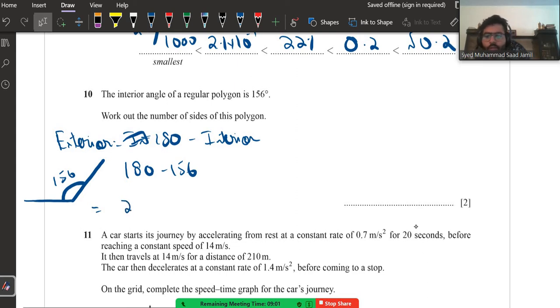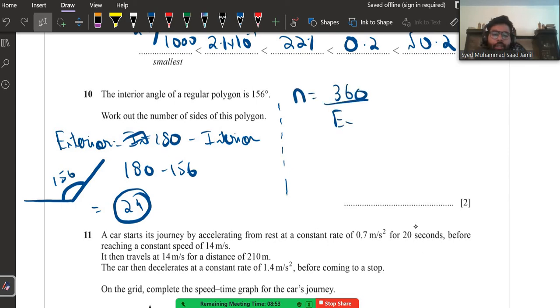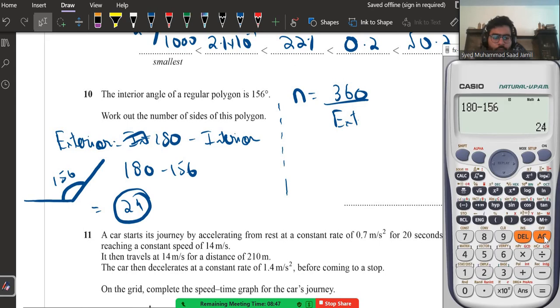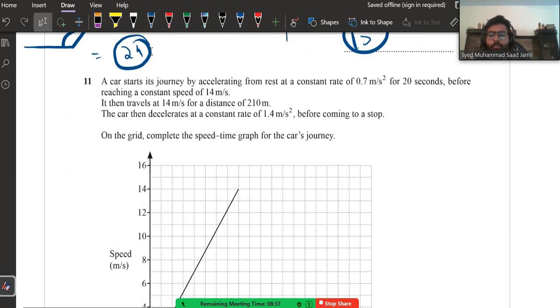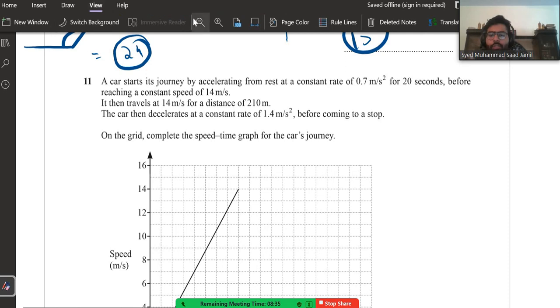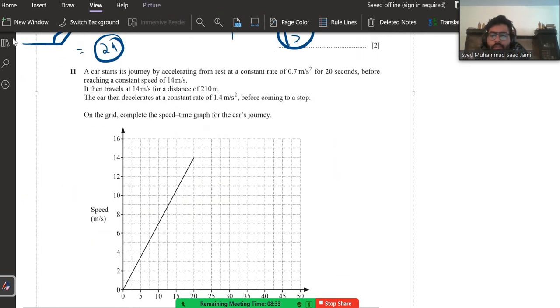You get 24. Now n is equal to 360 divided by exterior angle. You will get the number of sides. Alright. So 360 divided by 24. 15. There are 15 sides to it. Now let's start the next question.